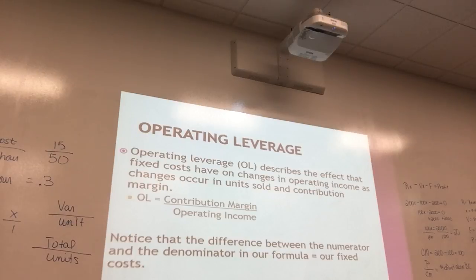Operating leverage describes the effect that fixed costs have on changes in operating income as changes occur in units sold and contribution margin. So the formula is operating leverage equals your contribution margin divided by your operating income. What's the difference between the numerator and denominator? Fixed cost. Because what is contribution margin? That's your revenue minus your variable expenses. Your operating income is what? Your revenue minus your variable minus your fixed.